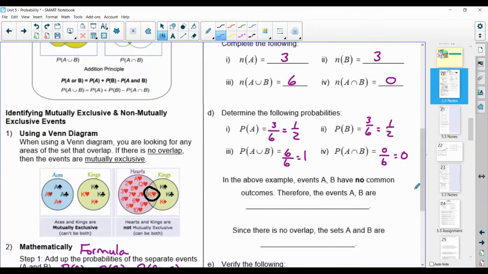So if we look at this question here, there are no overlaps at all, so the events A and B are called mutually exclusive. And as we go forward, you'll see me use ME for mutually exclusive. Now, if there's no overlap, going back to our sets unit, that means the two are disjoint. Okay, so A and B are disjoint because there's no overlap.